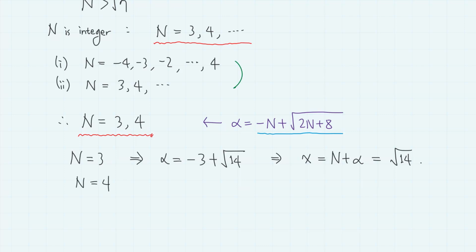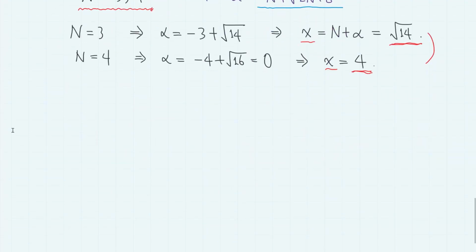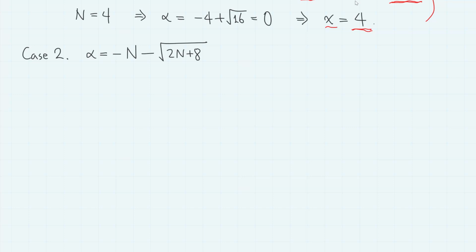When n equals 4, alpha equals minus 4 plus square root of 16, which is 0. Hence, x is just 4. These values are obtained by assuming plus sign here in the alpha. But we have the other case. When alpha equals minus n minus square root of 2n plus 8, the procedure is essentially the same, so I will speed up a little bit.